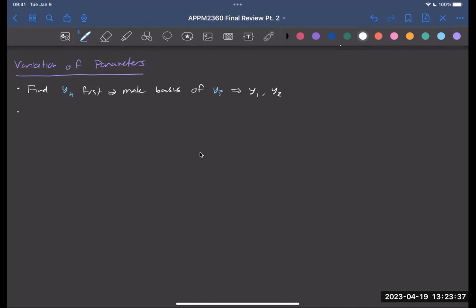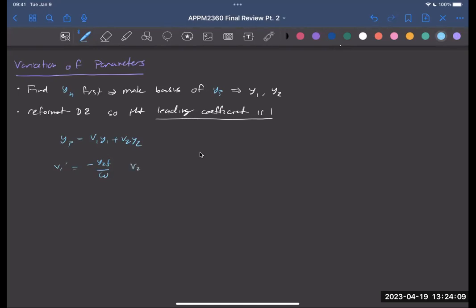You may need to reformat the differential equation because you need the leading coefficient to be 1. So then my particular solution turns out to be v1 y1 plus v2 y2. And then we know that v1 prime is equal to negative y2 f over w, and v2 prime is equal to y1 f over w.